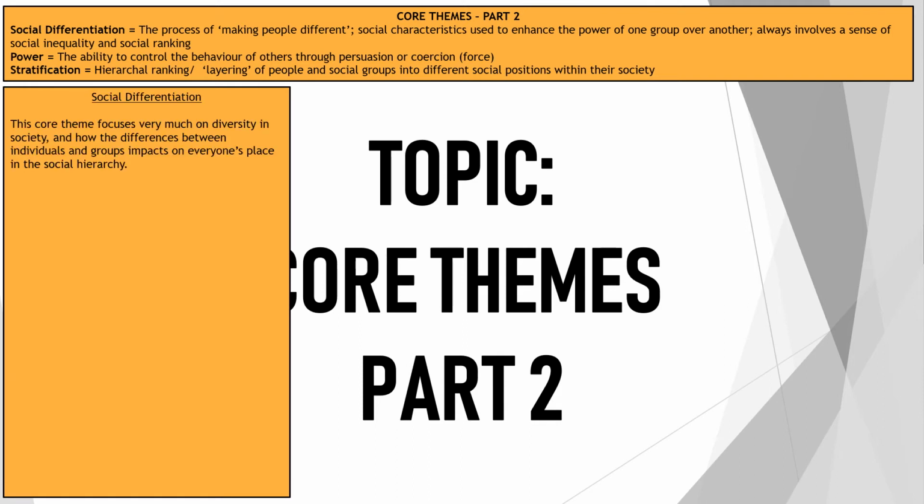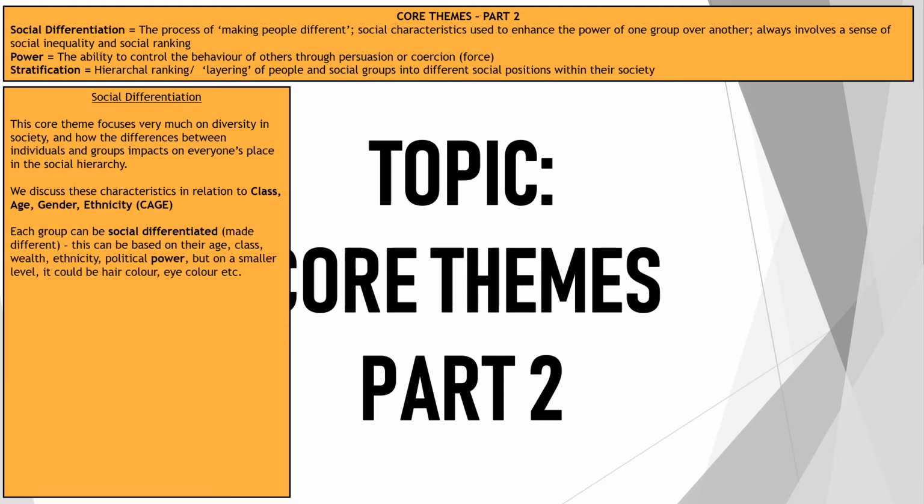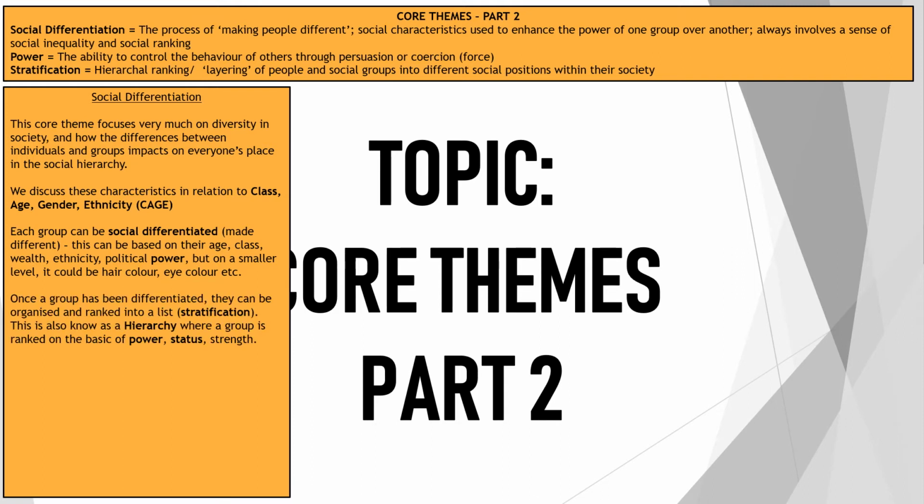Now, just to explore this a little bit more, when we looked at social differentiation, we looked at it in relation to class, age, gender, and ethnicity. In this process, we socially differentiated each group, and this differentiation could be done on their income, their status, their wealth, their political power, their ethnicity, their educational achievement. We could differentiate those groups on a range of different categories. Once they're differentiated, you put them into the hierarchy.